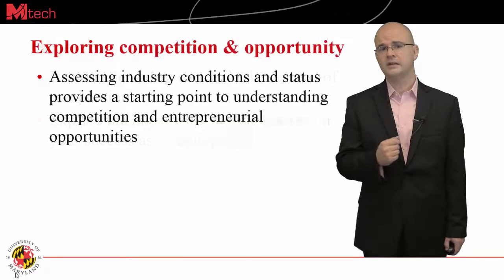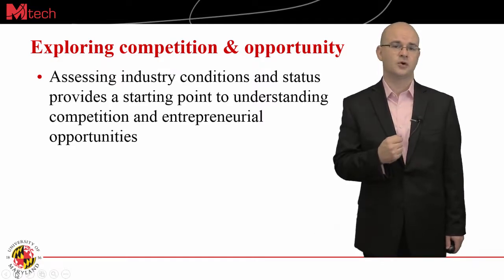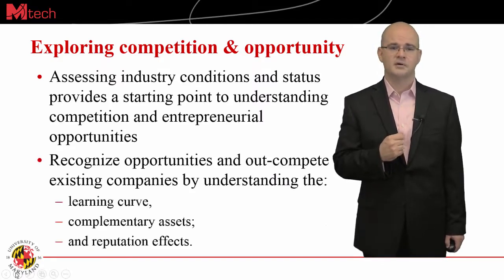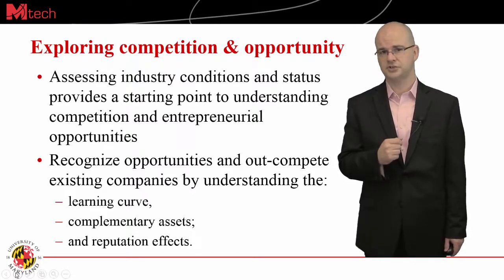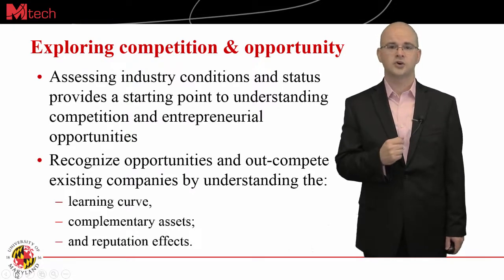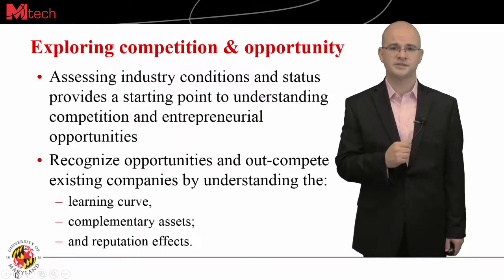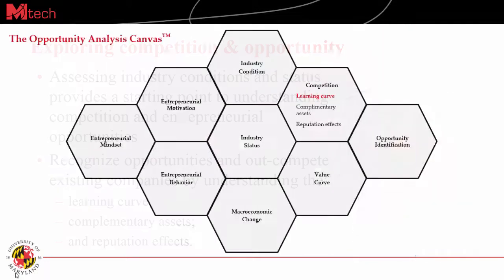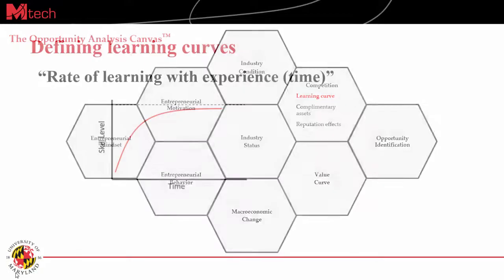So when we look at opportunity and competition, there are elements of industry condition and industry status that are important to understand. But in the context of recognizing opportunities and how to outcompete competition, learning curves, complementary assets, and reputation effects are three areas that we're going to really examine. These are in the competition element of the opportunity analysis canvas.